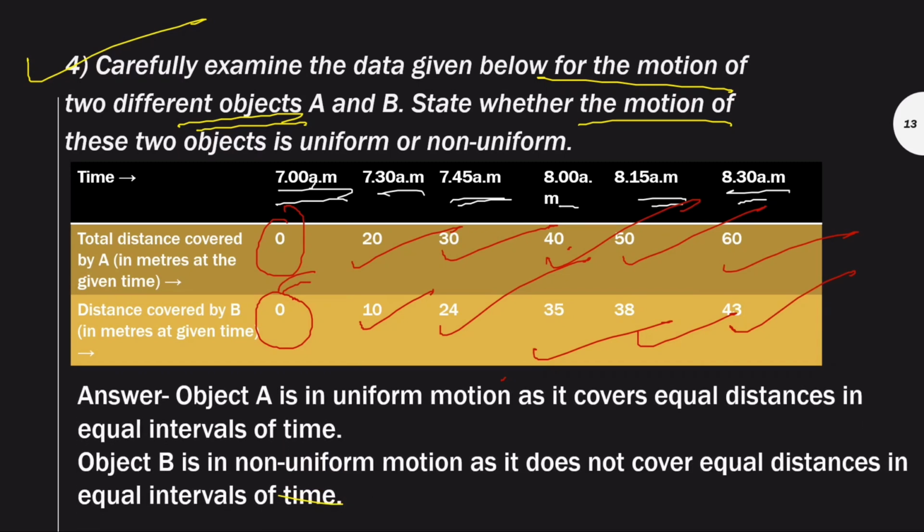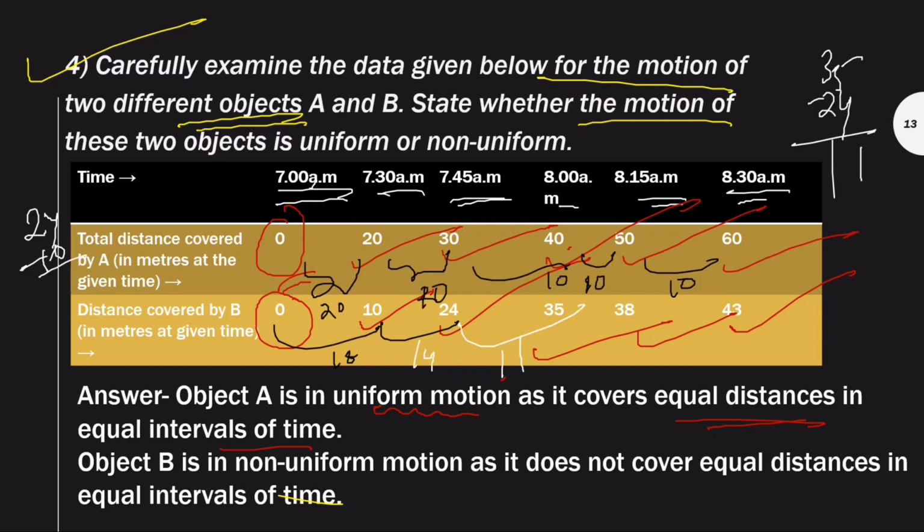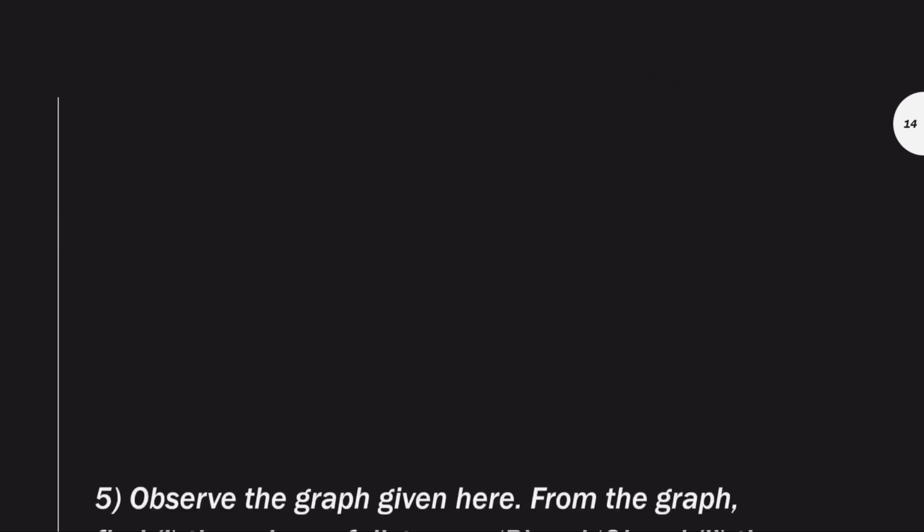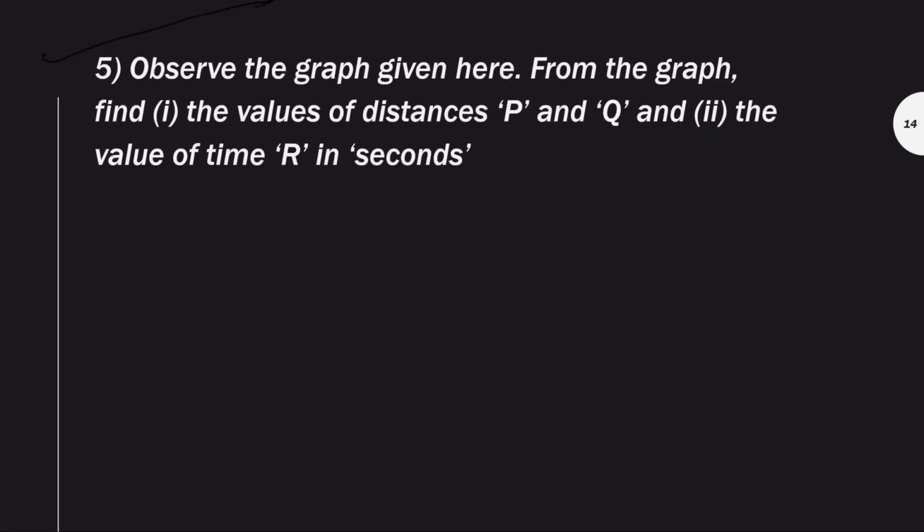Now let's see the answer. Object A is in uniform motion as it covered equal distances in equal intervals of time. That's why all the differences were the same, that is 10, 10, 10. For B, all the distances are unequal, sometimes 10, sometimes 20, sometimes 18, sometimes 14 also. So A would be uniform motion and B would be non-uniform motion. Clear, students?